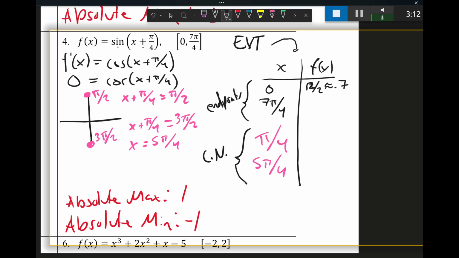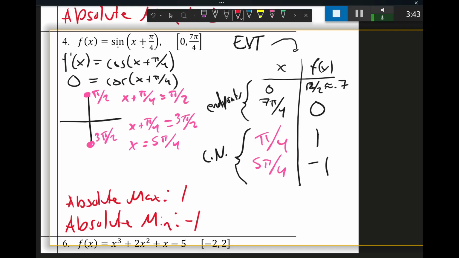If I plug in 7 pi over 4 and add 1 pi over 4, that's like 8 pi over 4, which reduces to 2 pi. The sine of 2 pi is 0. If I plug in pi over 4, add pi over 4 is pi over 2. The sine at pi over 2 is 1. And then when I plug in 5 pi over 4, add 1 pi over 4, that's like 6 pi over 4, which reduces to 3 pi over 2. And the sine at 3 pi over 2 is negative 1.